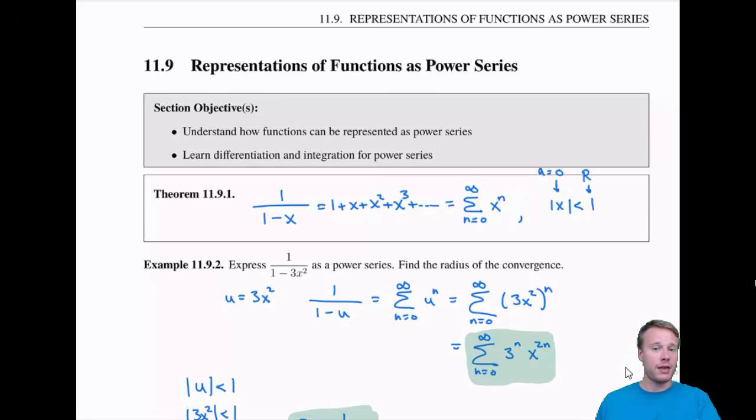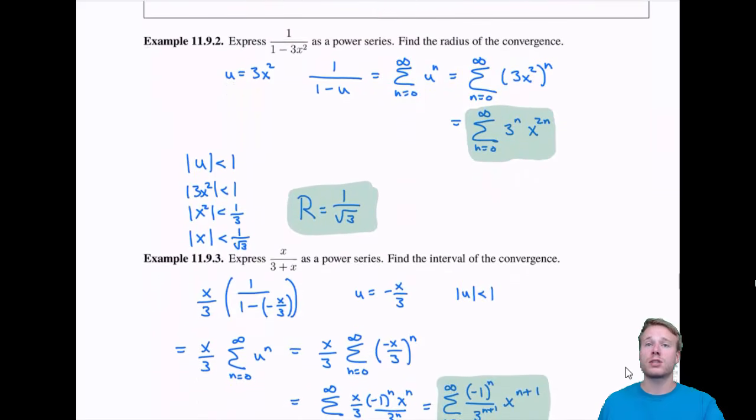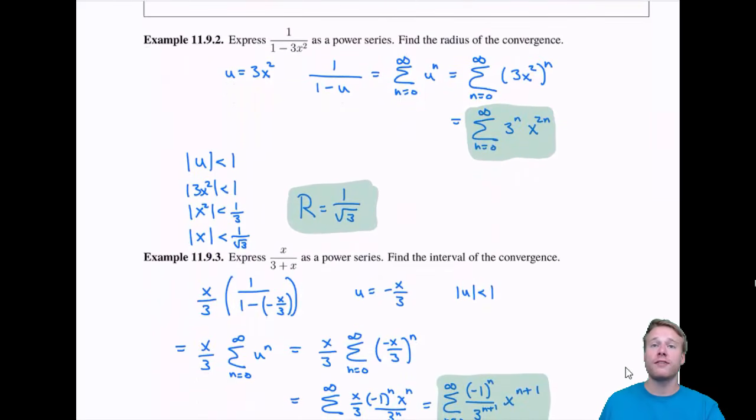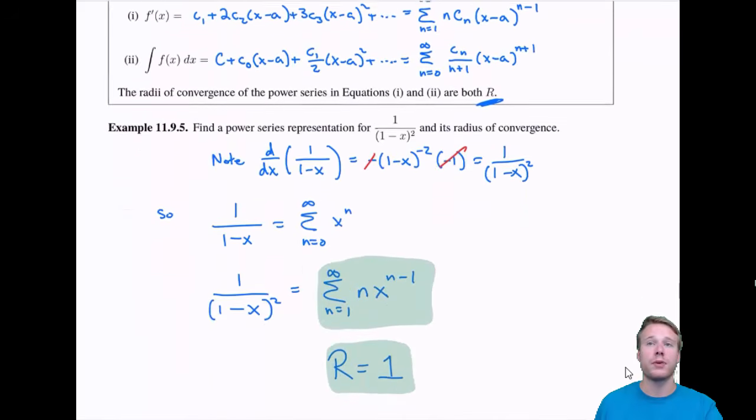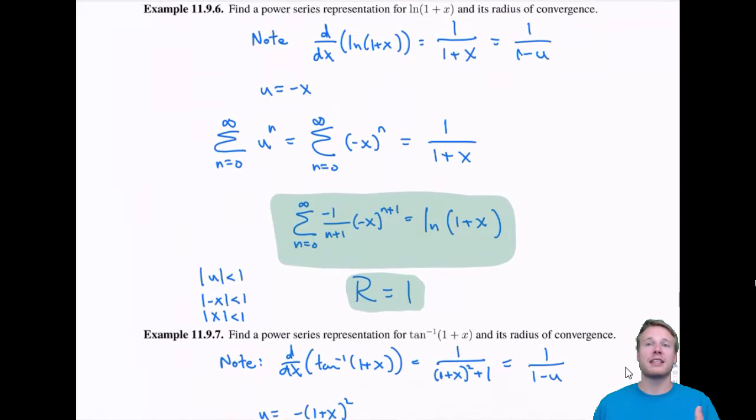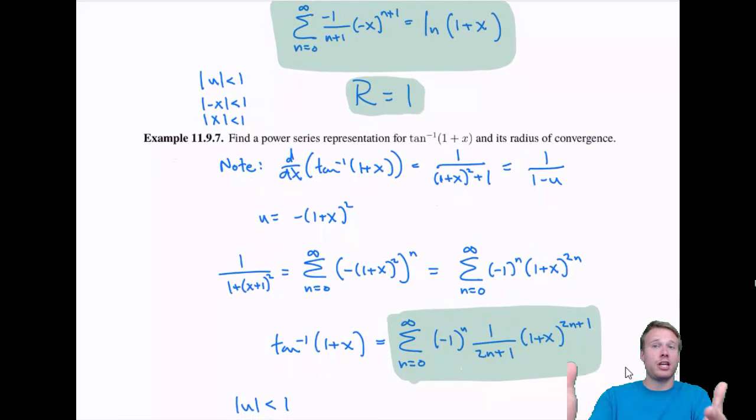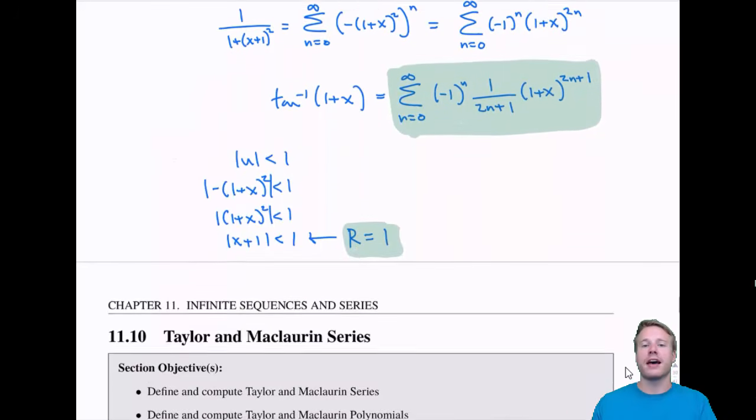So we had this nice theorem. We learned how to represent things that look like 1 over 1 minus x as a nice power series. And then with examples, we learned how to expand this, right? So we got a lot of linear functions. In fact, in this first example, 11.9.2, we have 1 over 1 minus 3x squared. We have more complicated stuff here in the next example, 11.9.3. We learned about how I can represent things like natural logs or tangent inverse, all these things as power series.